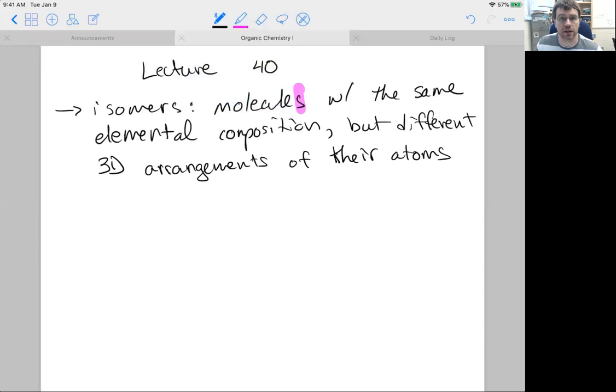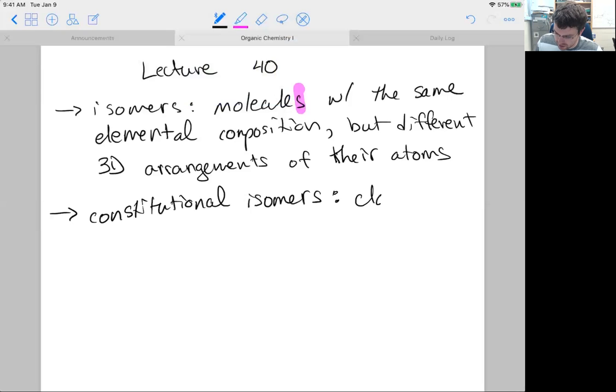So we're comparing two molecules at least, maybe more, that have the same elemental composition, for example, C5H12. Anyway, we have the same elemental composition, the same number of carbons, hydrogens, oxygens, whatever it is, but they're just arranged differently. And so we looked at an example where the atoms differed in connectivity, and we call that constitutional isomers, or that class of isomers, constitutional isomers.